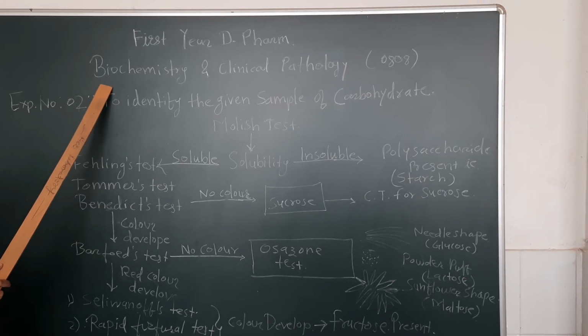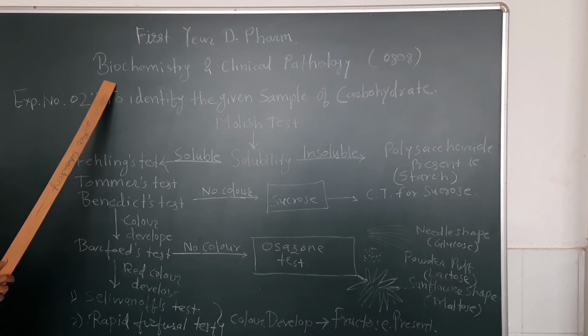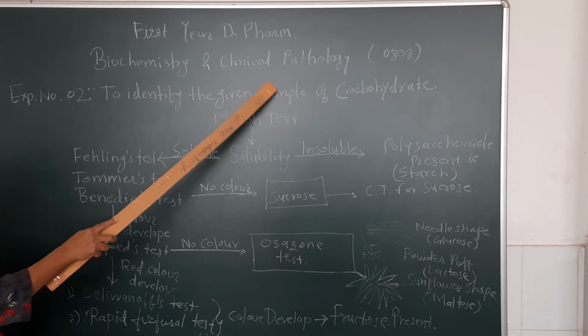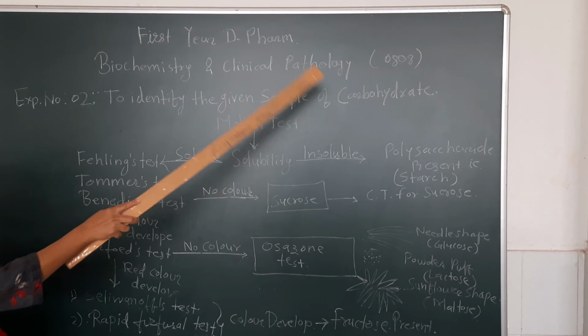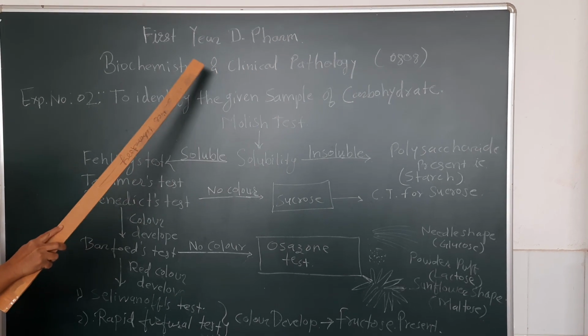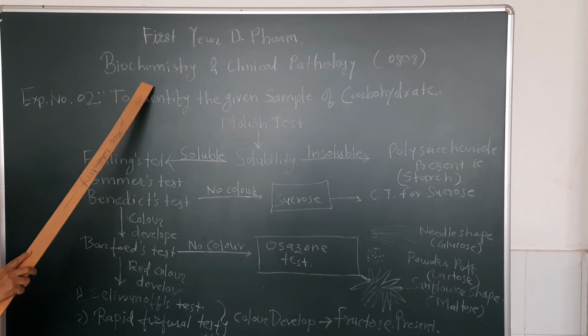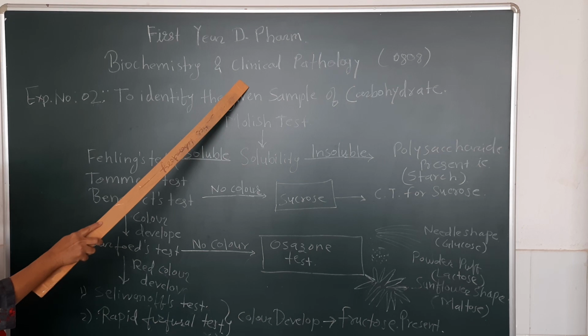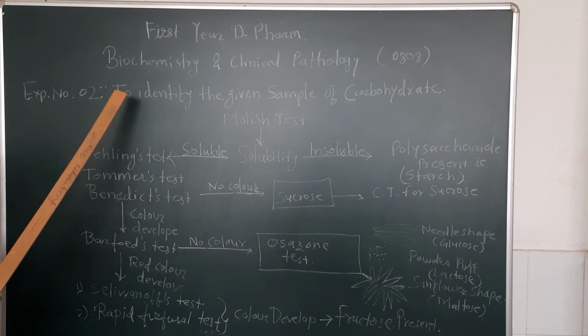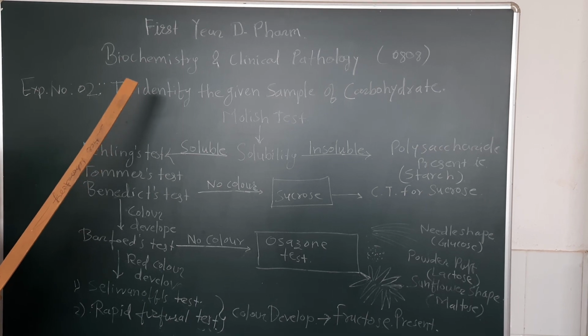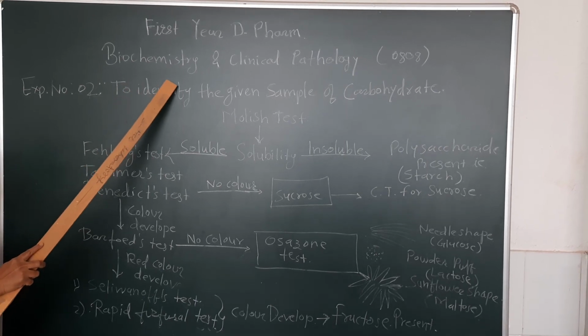Today we are going to perform the practicals of biochemistry and clinical pathology. The subject code is 0808. As we all discussed in the theory, what is biochemistry and what is clinical pathology. We have covered the first practical, that is the introduction of biochemistry and clinical pathology laboratory.